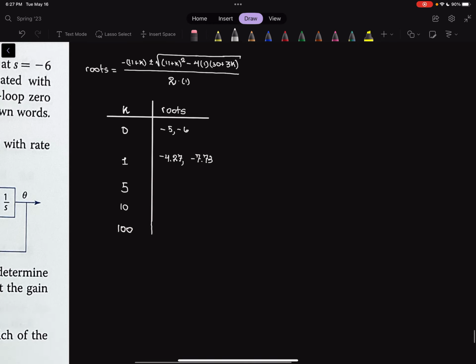And then for the other values, what we get is negative 3.64 and negative 17.59. And then we get negative 12.36. Then we get negative 3.41 and negative 17.59. And finally, negative 3.06 and negative 107.90.